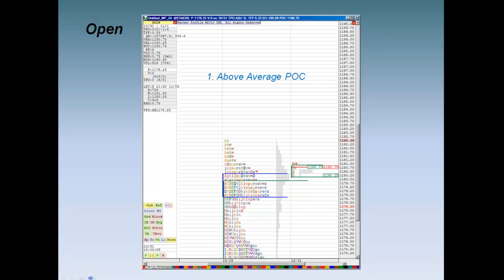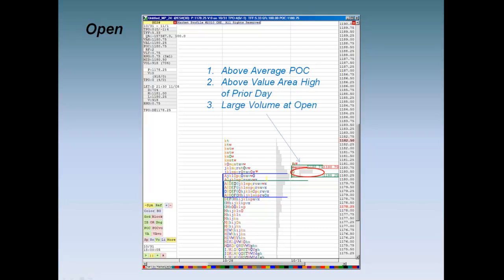You are opening above the average POC because you've calculated that, and that gives you some additional confidence. You are also opening above the value area high of the prior day. So look at all these things that are telling you in your analysis the market is very bullish. You are also opening seeing large volume at the open. Look at this bar here at the open, right in front of the open, and look at the greatest. It's about the same size as this number of TPOs. So immediately you're seeing large volume at the open.